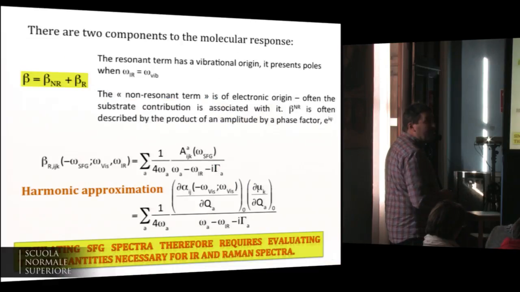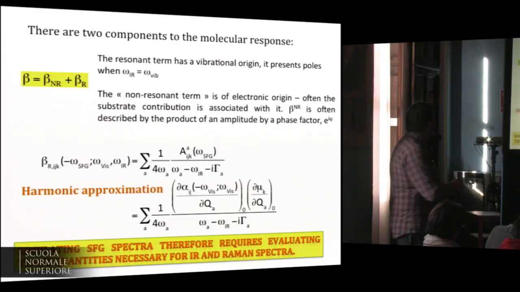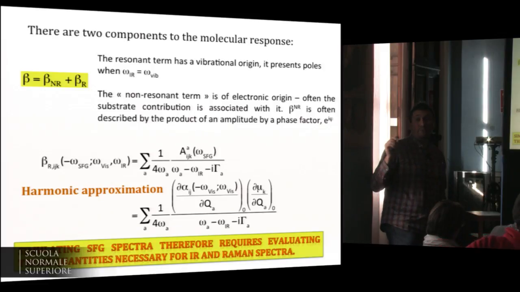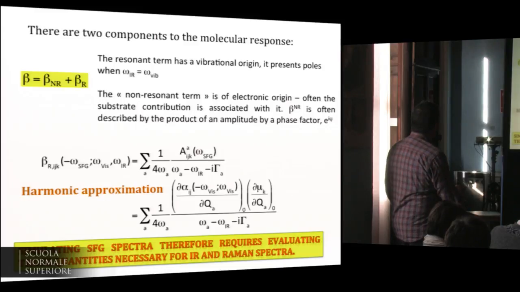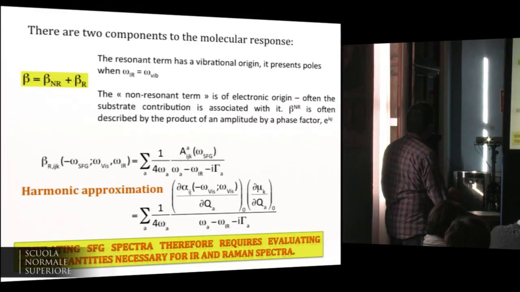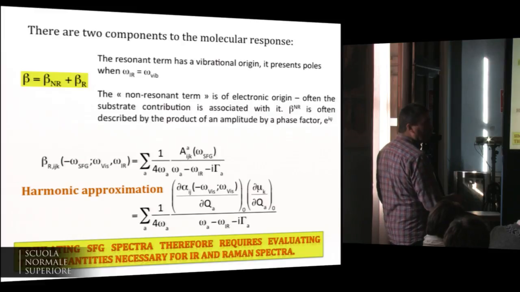Now we need to calculate beta. And in beta, there are two contributions. There is a resonant and a non-resonant contribution. The important part to do vibrational SFG is the resonant part. This is the expression for the resonant part. And so you have a summation over all the vibrational normal modes, as I've shown you already at the beginning of the presentation.